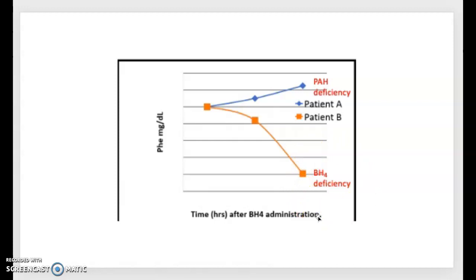The levels of phenylalanine dropped, meaning it is being removed from the blood and hydroxylated into tyrosine. In patient A, since supplementation with B4 did not change the levels, the deficiency is going to be in PAH, or phenylalanine hydroxylase. Here, PAH is not using the BH4 even during supplementation to cause phenylalanine to be hydroxylated into tyrosine.